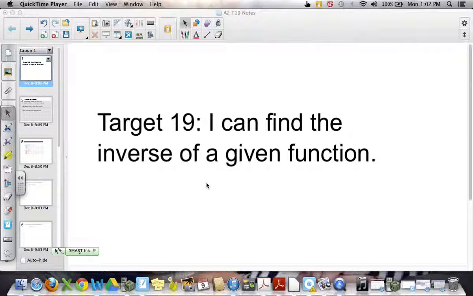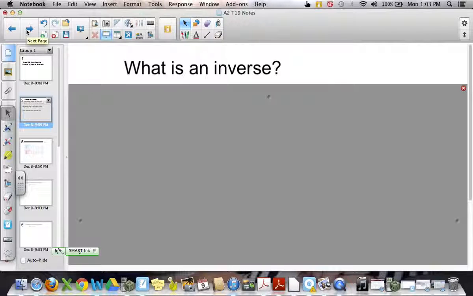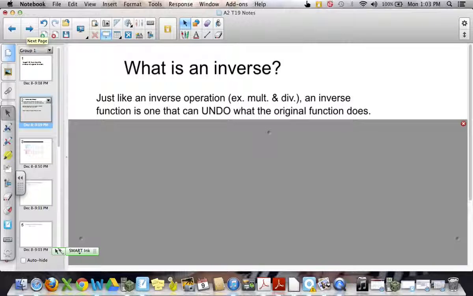Which is, I can find the inverse of a given function. So we start out by asking ourselves, what is an inverse? We've heard this word before when we were solving linear equations and some other equations. We used inverse operations. For example, multiplication and division are considered inverse operations because they undo each other. So just like inverse operations, an inverse function is one that can undo what the original function does.